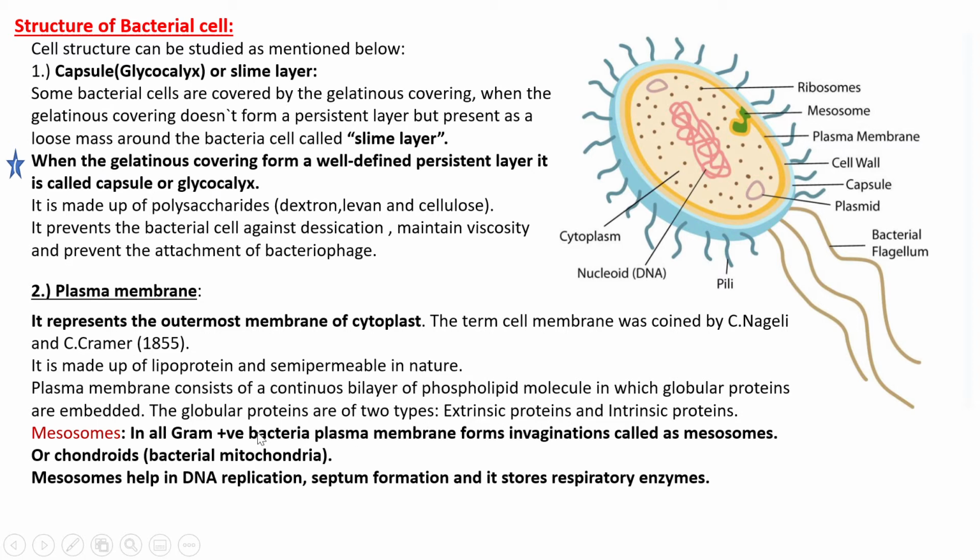The mesosomes, which we see here near the plasma membrane in green color, are present in all gram-positive bacteria. The plasma membrane forms invaginations called mesosomes. They are found in all gram-positive bacteria, also called chondrioids, the bacterial mitochondria. Mesosomes help in DNA replication, septum formation, and store respiratory enzymes. This mesosome is very important.